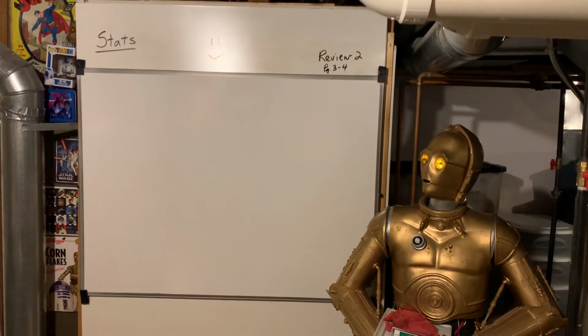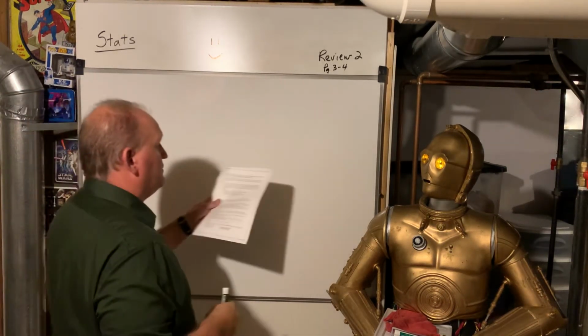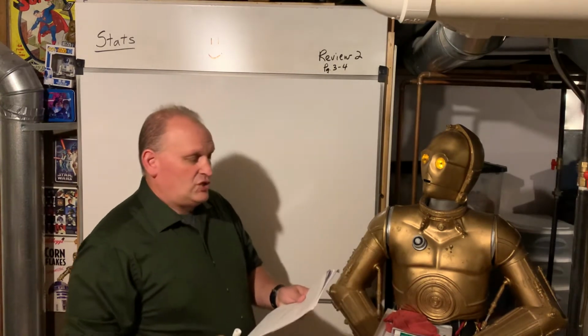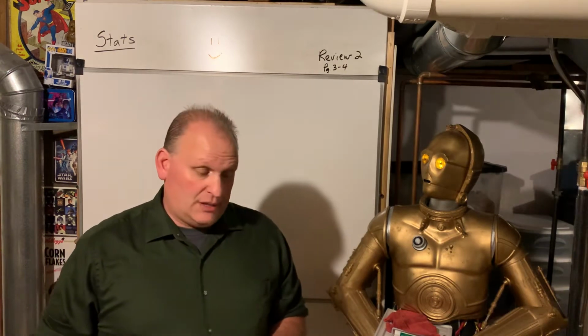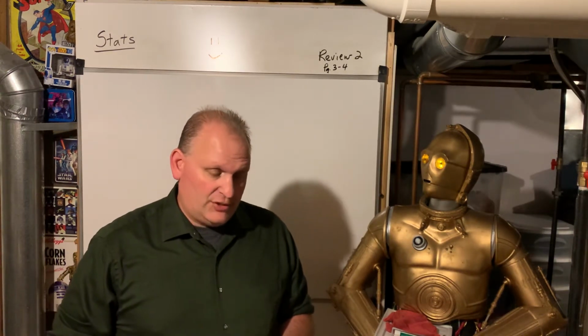Okay, we're back. This is Stats 189. We're looking at Review 2, and we're on page 3. State whether the variable is discrete or continuous. Number 13 on page 3.